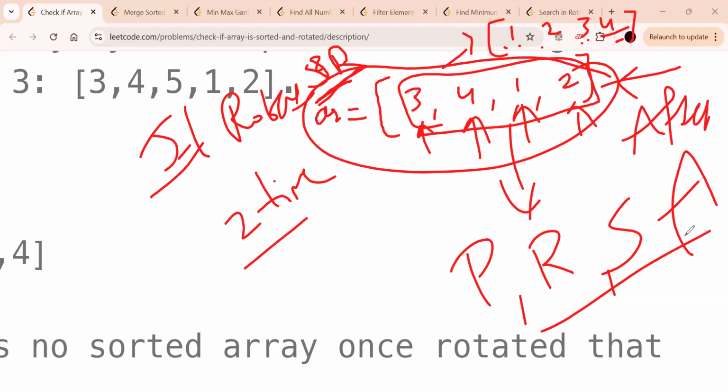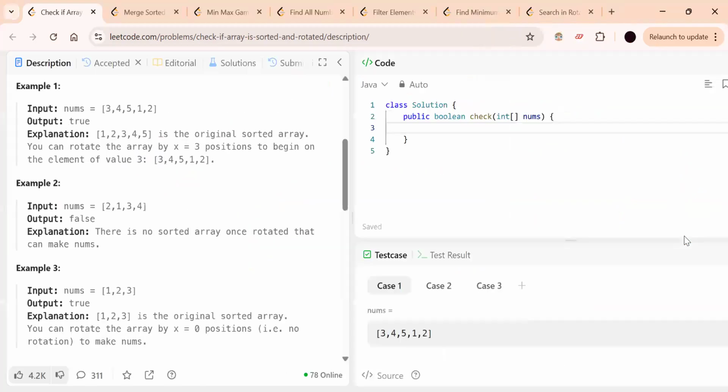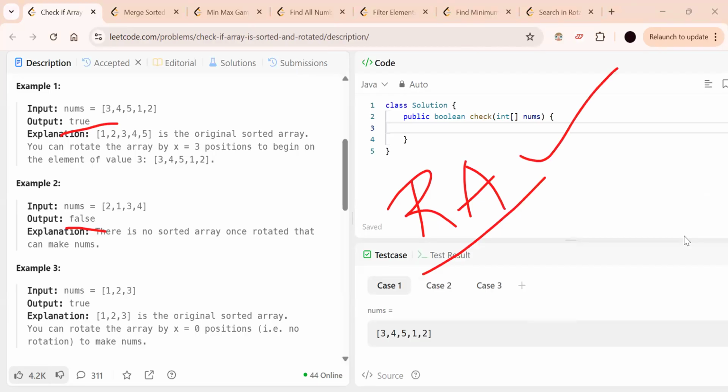So to summarize the question, they are giving us a rotated array, and it might be sorted, it might not be sorted. If it is a sorted one, then you have to say true. If not, false. So they are giving us a rotated array. That's all. This is the simple thing. So this is how the questions will look like, guys, in our exams and all.